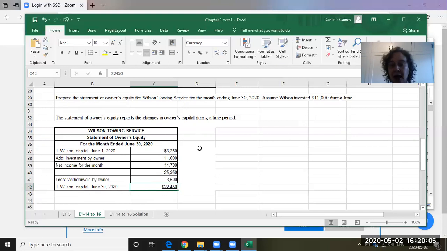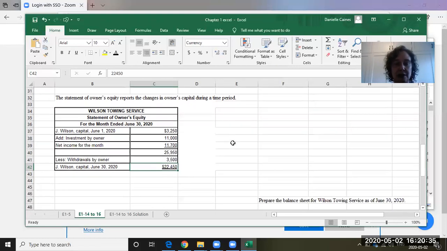And anywhere that you're adding or subtracting, you're putting a single underline. So here we're adding these three figures to get this. Here we're taking $25,950 and subtracting $3,500. So it's hard to see here, but you would have a single underline under here. And then you have your $22,450 is your final number. So that's a statement of owner's equity. And we're going to go on and produce our last statement, which is our balance sheet.